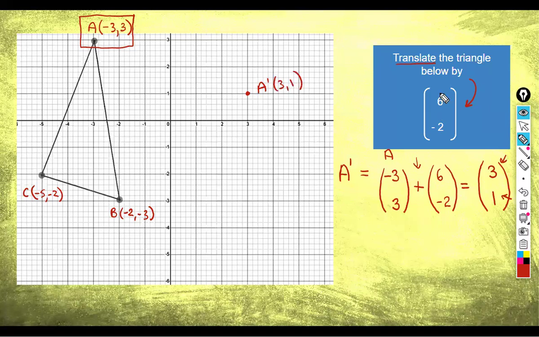Now you can do it this way also. Since the top was positive, that means you move to the right 6 spaces. And if the underneath value is minus 2, then you move it down by 2 spaces.